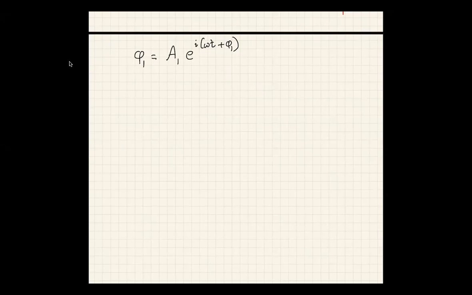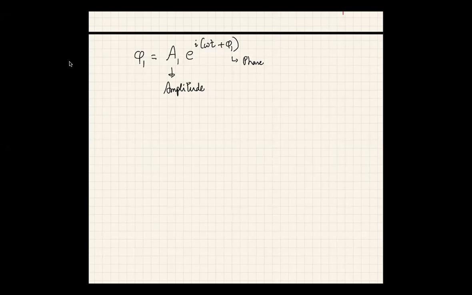A1 is called the amplitude of the wave, and I'm assuming here that the amplitude is a real quantity. I don't have to assume that, but I'll assume it for convenience sake. Omega is the angular frequency, and phi1 is some phase of the wave. Phase simply means how much the wave is shifted with respect to some reference point. Omega is related to the frequency of the wave by omega equals 2 pi nu.